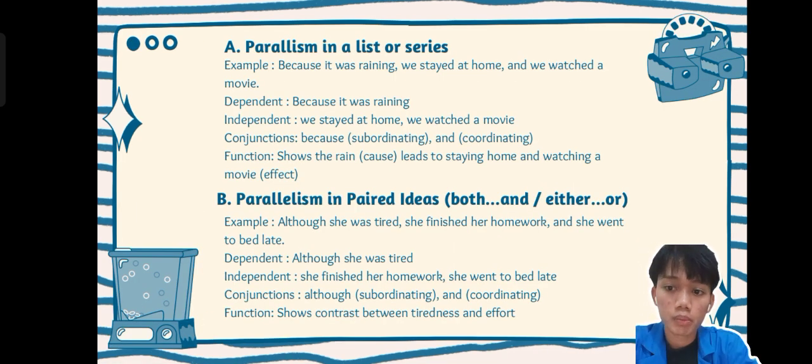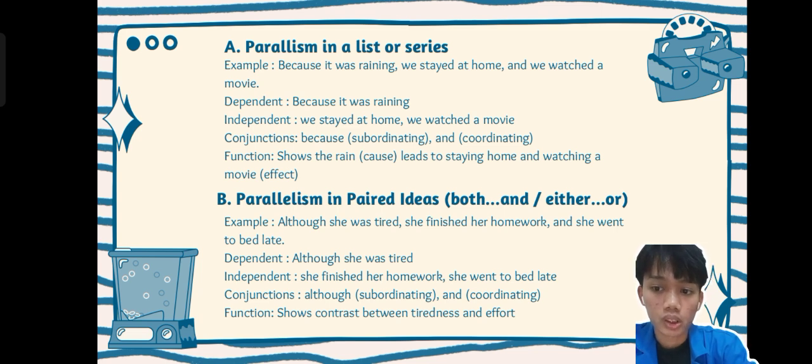First, parallelism in a list or series. Incorrect example: she likes to swim, running, and to hike. This is an incorrect sentence. The correct sentence is: she likes swimming, running, and hiking. In the incorrect version, the verb forms are mixed, infinitive and gerund, which breaks the balance. The correct version uses all gerunds, giving the sentence a smooth and clear rhythm.